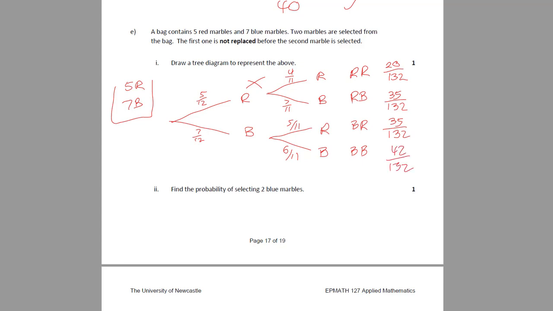I want to check that they still add up to 1, because all outcomes that are possible should add up to 1. 35 and 35 is 70, plus 20 is 90, plus 42 is 132 on 132. We're all good. All we need here, probably selecting two blue marbles, is this one, 42 on 132.